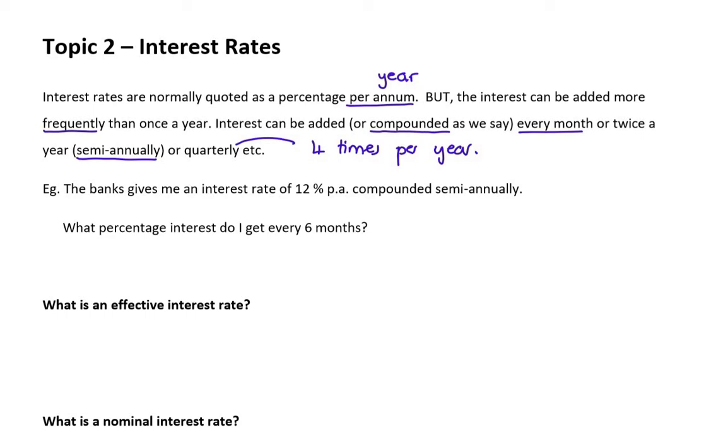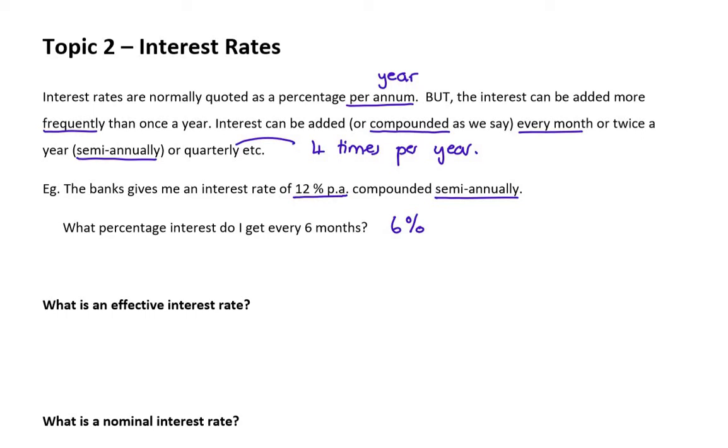Let's look at an example. This first example says the bank gives me an interest rate of 12% p.a., where p.a. stands for per annum, but it's compounded semi-annually. What does that mean? That means that yes, you're going to get 12%, but in 2 chunks because semi-annually. So what interest would you get after 6 months? You would get 6% interest after 6 months, and at the end of the year you'd get another 6%. Now, why would this make a difference? Why don't you just get 12%? I mean, 6 plus 6 is 12.